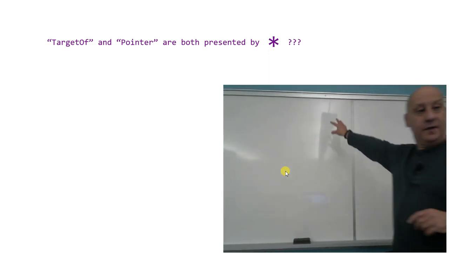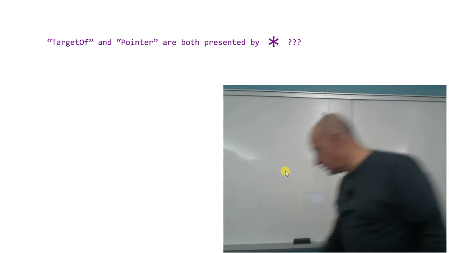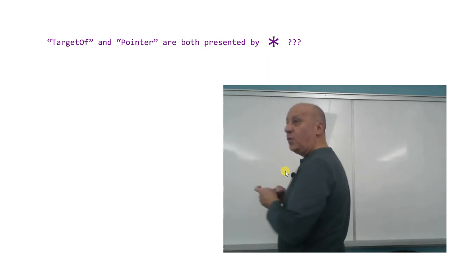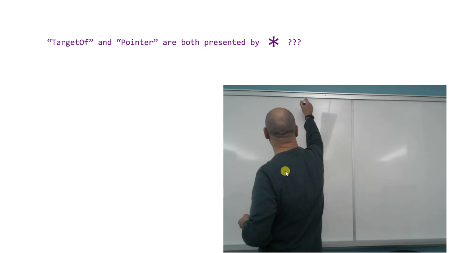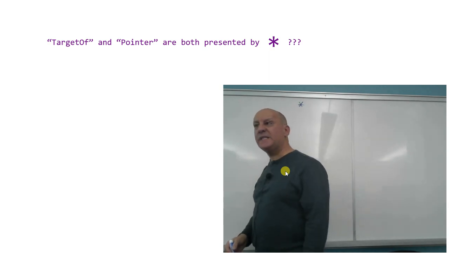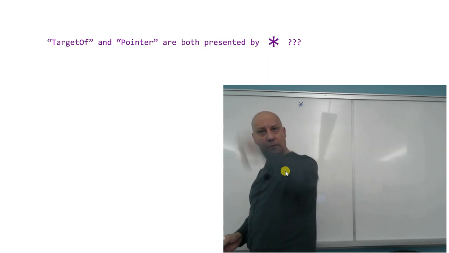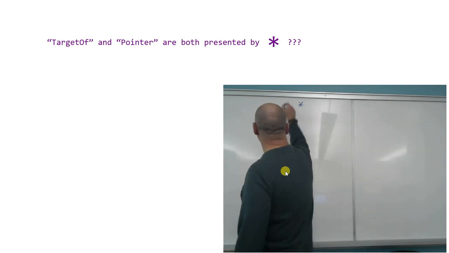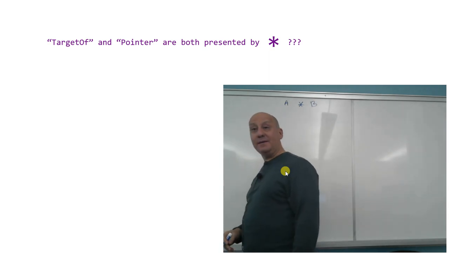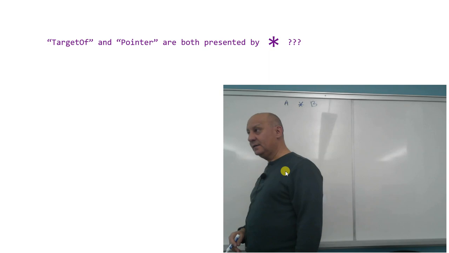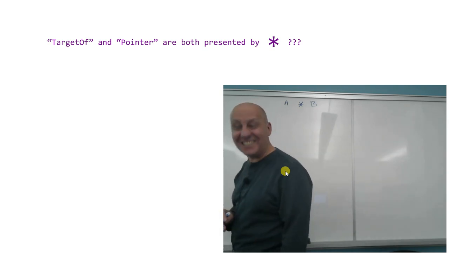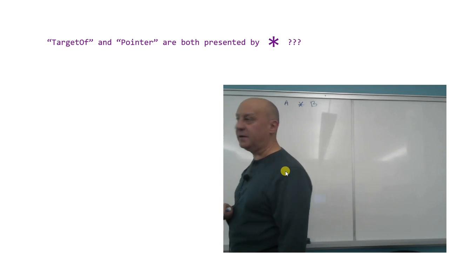I can just write over here, and it's perfectly visible. Okay, so when you see an asterisk and it makes sense, you look at it and say, oh, I know that, that means multiplication. A multiplied by B. Whenever you see an asterisk and say, what the heck is that? That's target of.